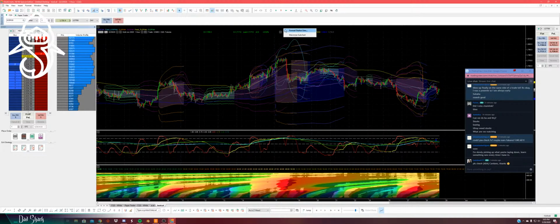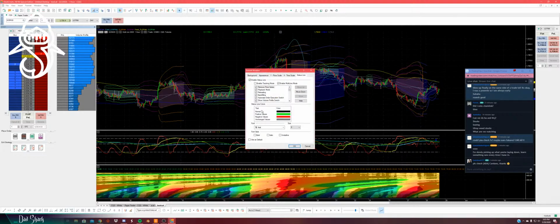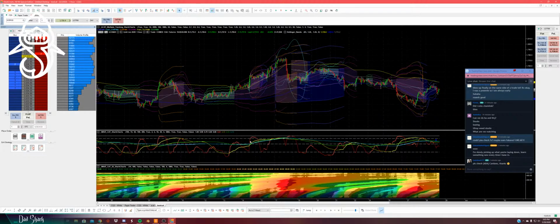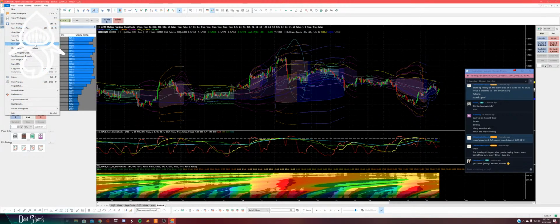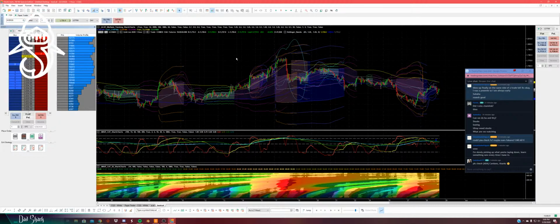Oh, why is my study information in black? That is not okay. Uses default. Jesus. Save my workspace. Hold on. Okay.